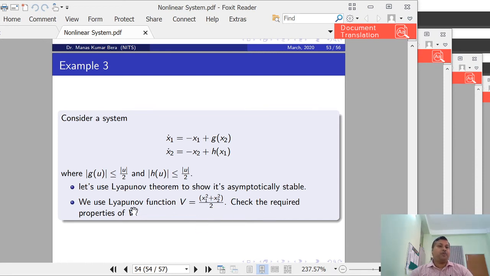Check the required properties of V. So if V is given, we have to check the required properties of V, and to show asymptotic stability, we have to show that V dot is strictly less than 0, meaning that V dot, which is a quadratic function, is negative definite. Okay, that we have to establish. So let us try to understand this.